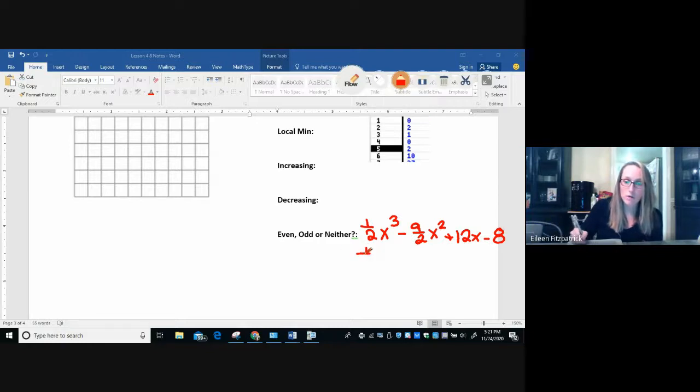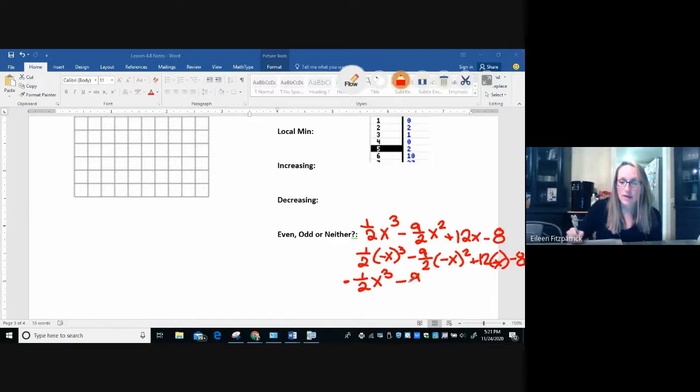But also now when I substitute in the negative x, it's going to be much easier to simplify from standard form to determine if it is an even or an odd function. Negative x. That's a negative 8. All right, so when I have a negative that I multiply an odd number of times, it stays negative. So it's going to be a negative 1/2 x cubed. All right. If I have a negative that I'm multiplying an even number of times, it's a positive. So it's a positive x squared. Then a negative x times a positive 12 is a negative 12x, and then a negative 8.